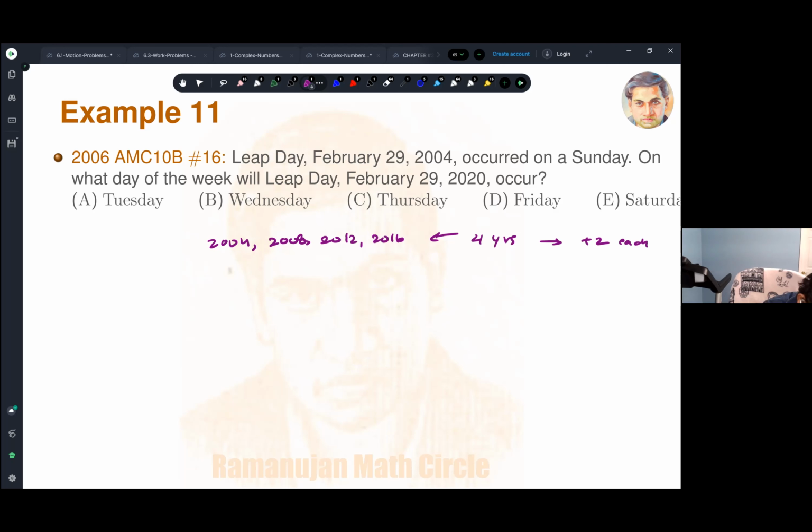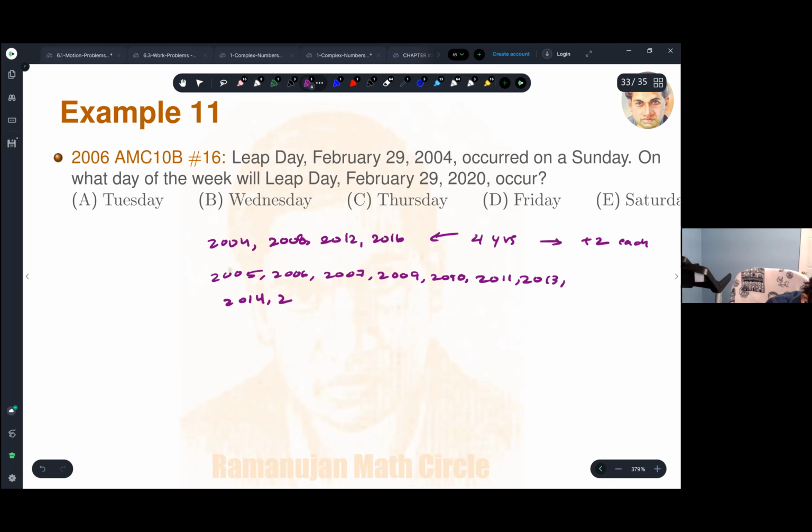And these 4 years will be actually a +2 each. And then we have the rest of the years. So there's 2005, 2006, 2007, 2009, 2010, 2011, 2013, 2014, 2015. You get the drill. So 2017, 2018, 2019. So 1, 2, 3, 4, 5, 6, 7, 8, 9, 10, 11, 12. So there's 12 years.